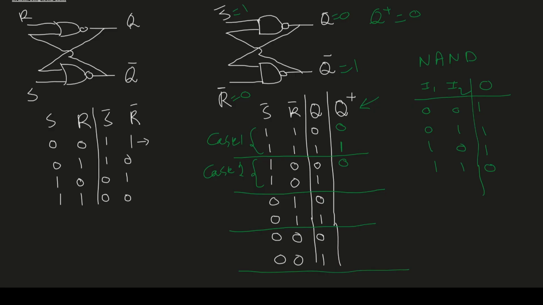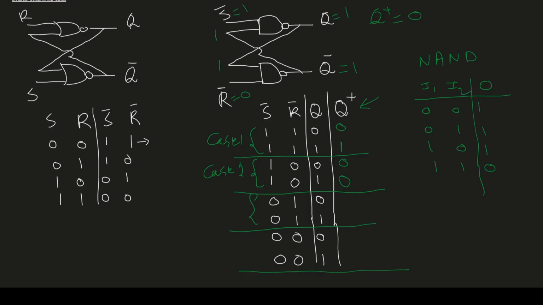Now, in case 2, let's assume the current state Q is 1. And we want to figure out the next state. So if Q is 1, 1 will come here. 1 and 0, the output for Q bar will be 1. 1 will come here. 1 and 1, the output is 0, so Q plus will be 0. So we write 0 here.